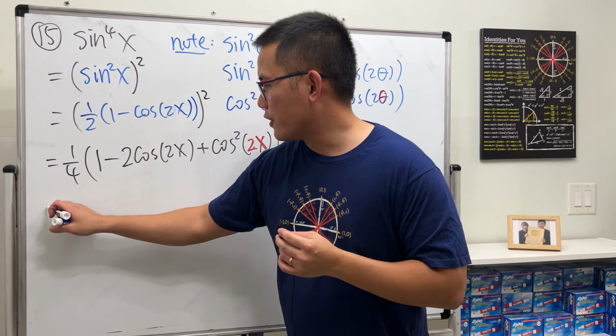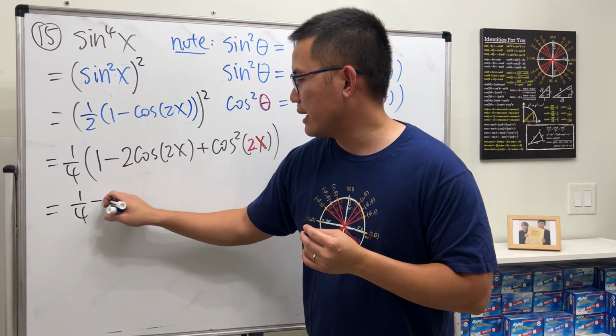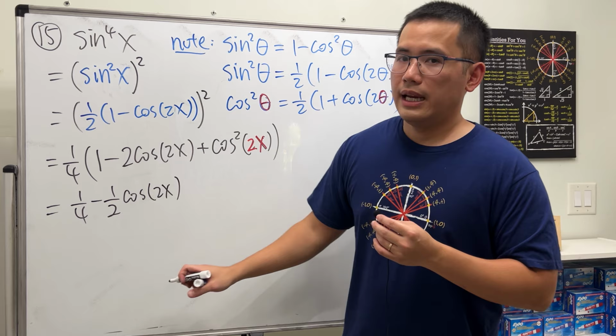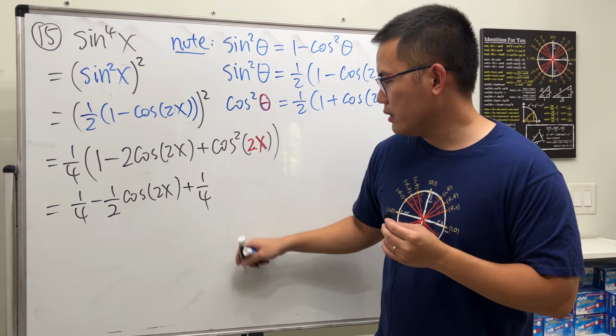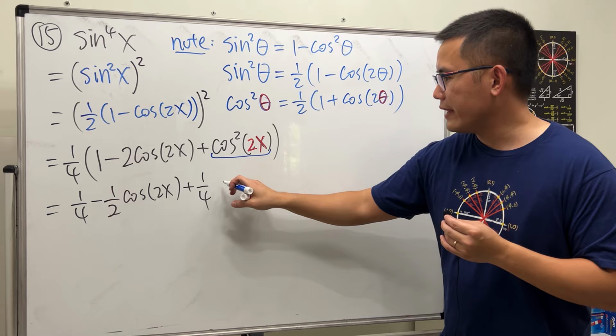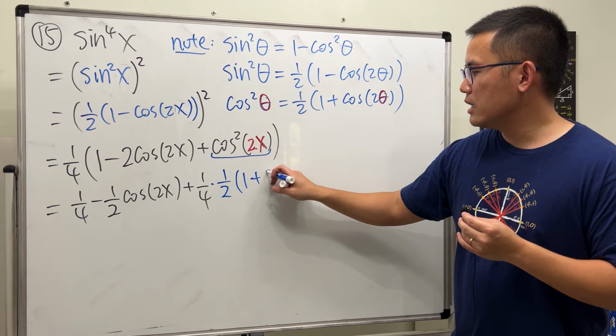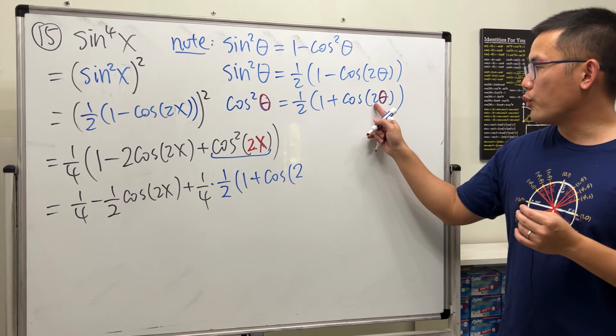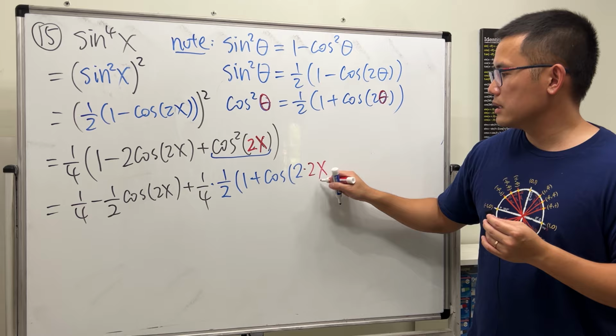So, let's see. I'm just going to distribute the 1 over 4 as well. This times this is 1 over 4. This times this is minus 1/2 and also the cosine of 2x. And then this times this, I'm just going to put down plus 1 over 4. But for this part, I am going to use this formula, putting down 2x into here. So we have 1 half times 1 plus cosine of 2. This 2 is from the formula. And then the angle theta is 2x. So it's 2 times 2x. Like that. So just be careful a little bit.